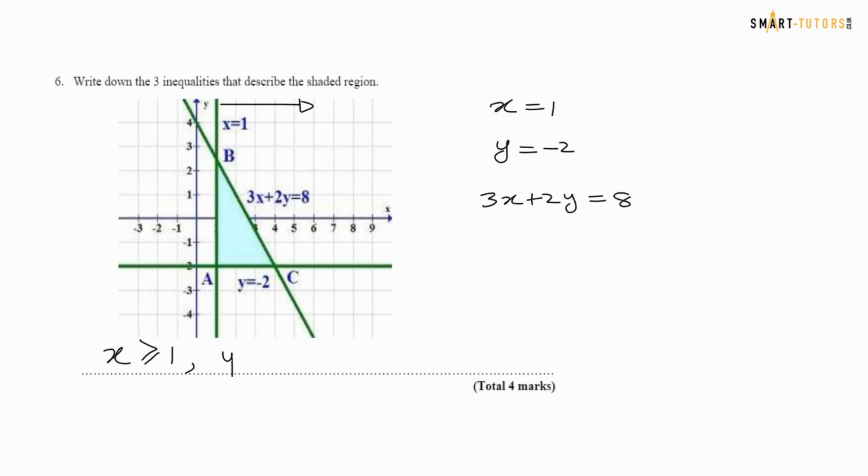Then y and minus 2. This is upwards, so y is greater than minus 2. Then 3x plus 2y equals 8 is below the line. So this is below the line 8. Those are the three inequalities that satisfy the region. So that's what they're asking.